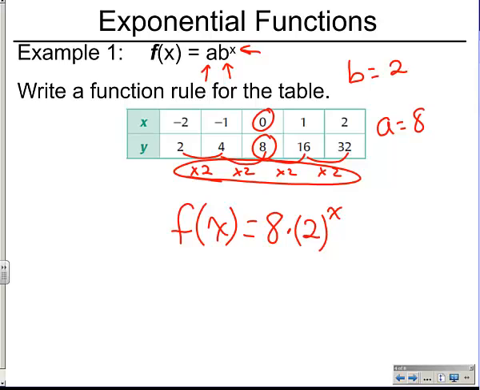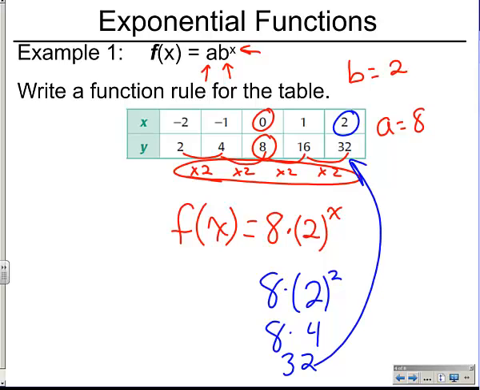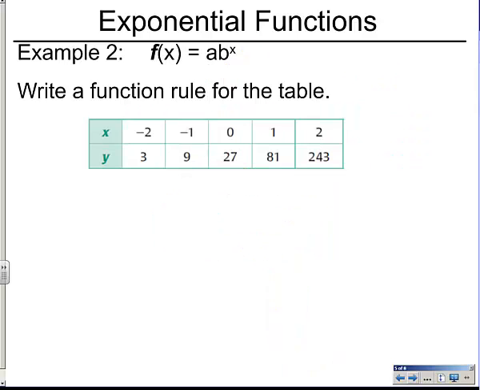So if we want to check to see if this is right, we take, let's say, x of 2, and that would be 8 times 2 to the second power. 2 to the second power would give us 4, and 8 times 4 produces a value of 32, which is expected when x equals 2. So we know that this function rule will work. Let's try another one.